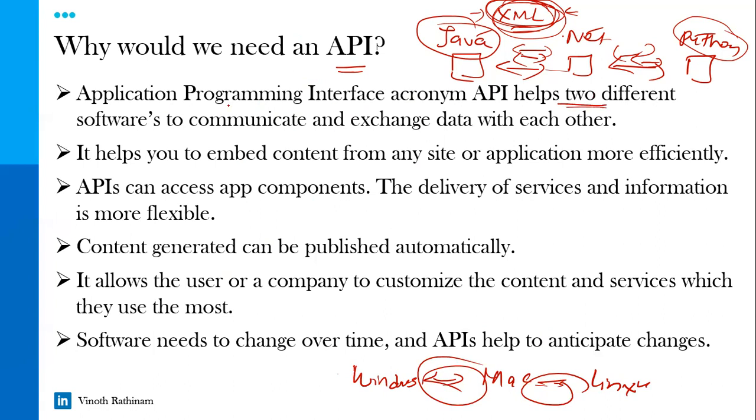It helps two different software to communicate and exchange data between each other. Easy one to understand. It helps you embed content from any site or application. It can access app components and deliver the service and information more flexibly. Now mobile apps, all the apps come into the market, with the help of any one way, JSON or XML, that I will go inside. Then the content generated can be published automatically. It's nothing but the request, and it is giving the response that I can show.